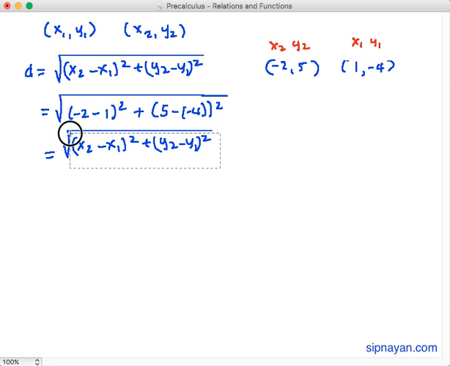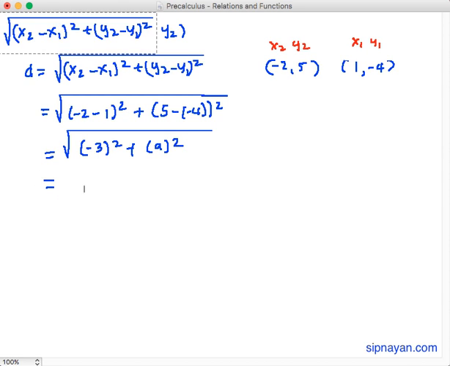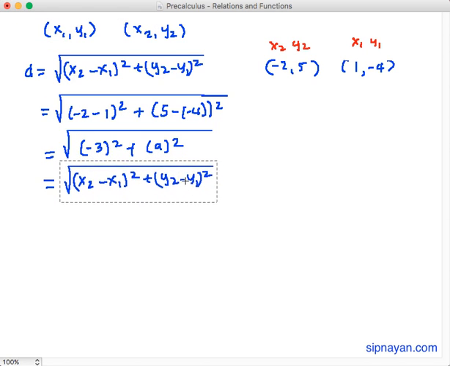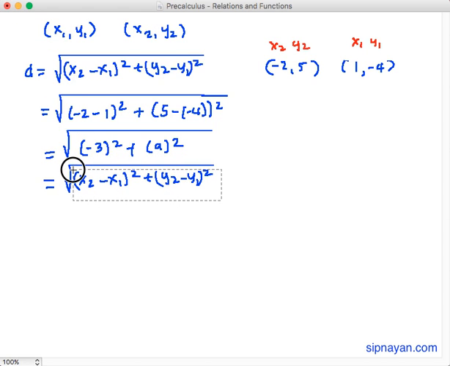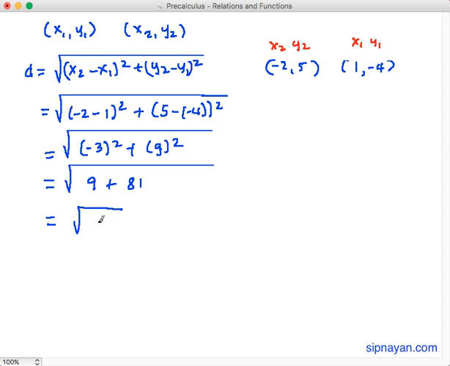And then simplifying, what happens to negative 2 minus 1? What is negative 2 minus 1? That's negative 3, right? Then squared, plus, what is 5 minus negative 4? That's 9 squared, which is equal to... what is negative 3 squared? That's 9, right? Plus, what is 9 squared? 81, which is equal to the square root of 90, right?